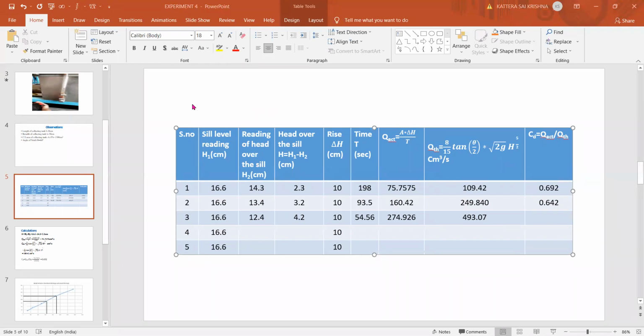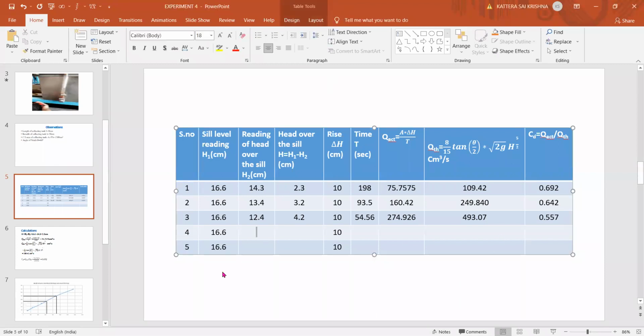396, not there. 393. 373, Pranay. Yes, sir. 0.5575. 0.557. Okay, right. So we have completed our third reading.